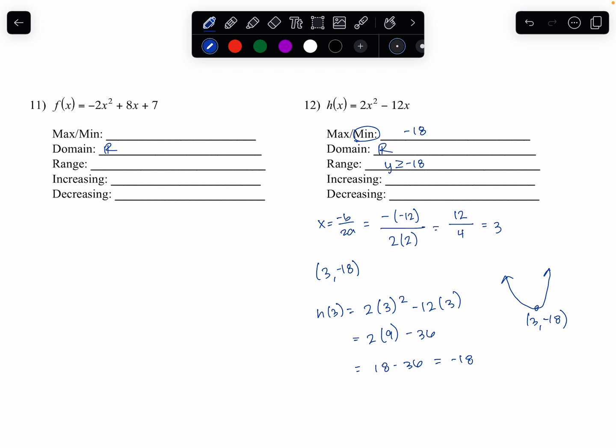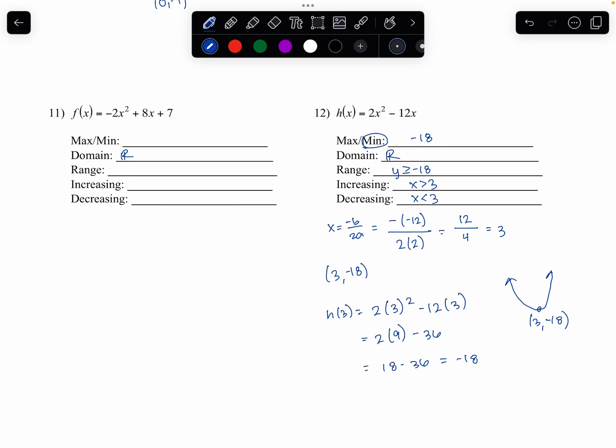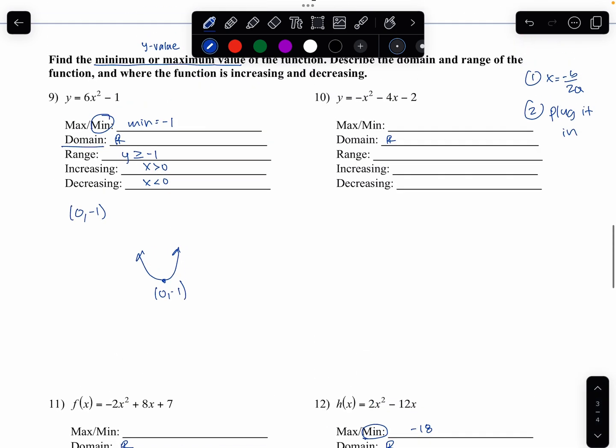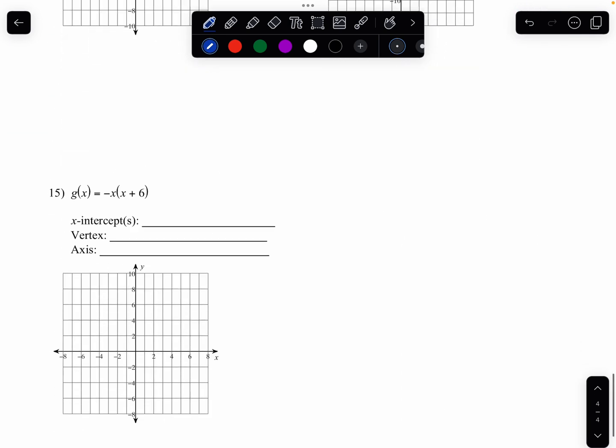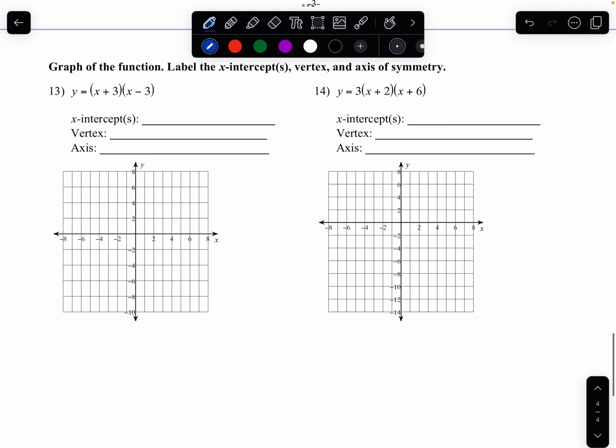When is it increasing? So it's increasing when you're reading left to right, to the right of x equals 3. So that's when x is greater than 3. When is it decreasing? When x is less than 3. And there you go. All right, so that should help you. Hopefully you can finish those other two that are there. And let's wrap up these last couple questions.